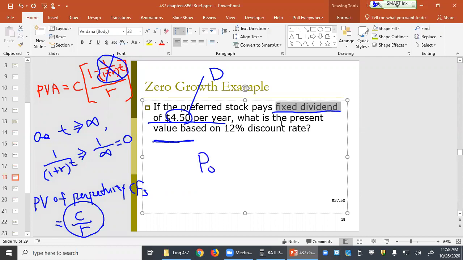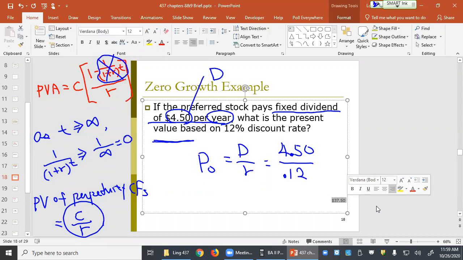So P0 equals D divided by R, and our numerator is 4.50. Now this is annual, an annual numerator, and that means in the denominator, we need to make sure to plug in the annual R, and the required return is 12%, so 0.12. Once you plug in those numbers to your calculator, you should end up with $37.50.